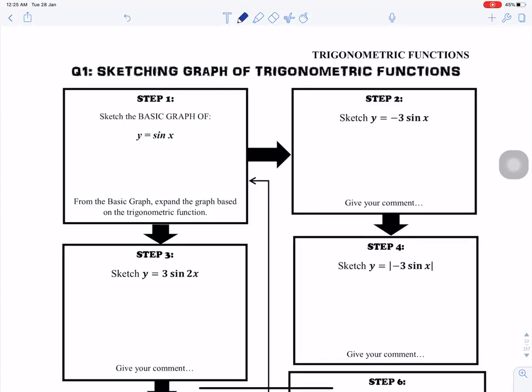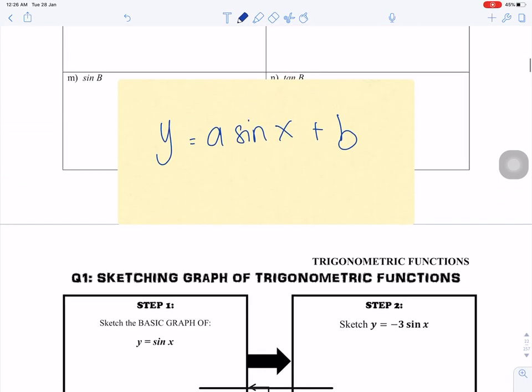Greetings. Today we are going to sketch the graph of a trigonometric function, the sin x graph. But first, we must know the function for sin x.